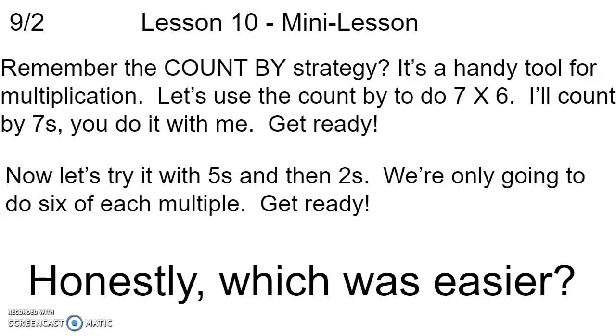Easy, right? You stayed right with me, didn't you? I thought so. It was hard, probably. It's harder to count by 7s, okay? So now let's try it with 5s and then with 2s. So we can illustrate that 5s are easier to count by and 2s are easier to count by. So we're going to do 6 of each multiple.